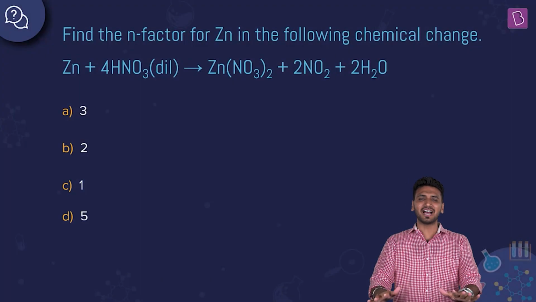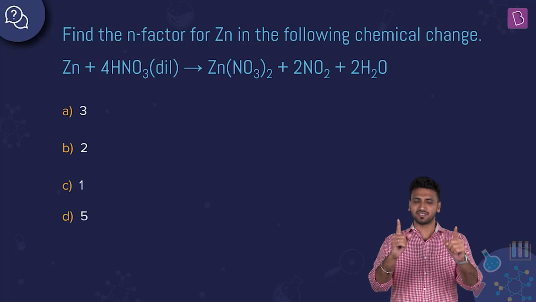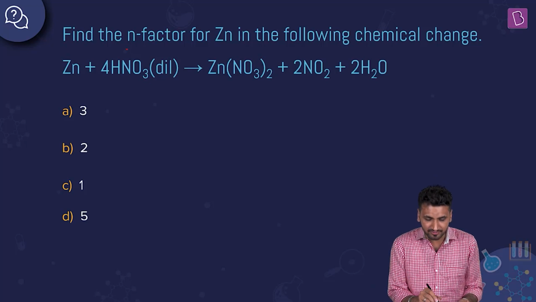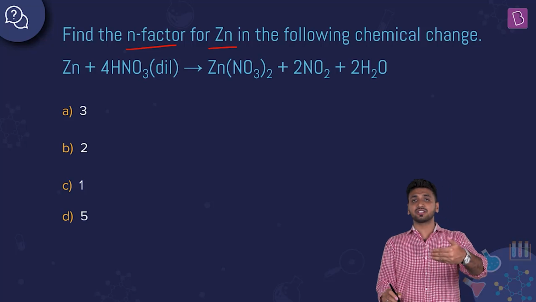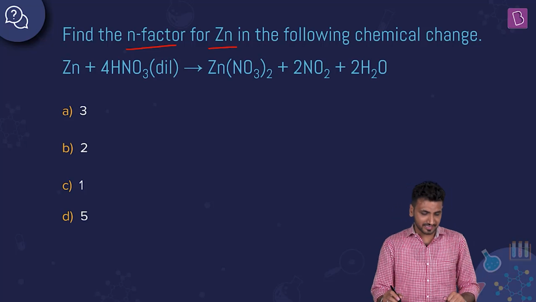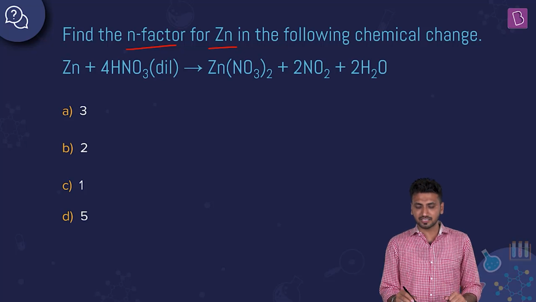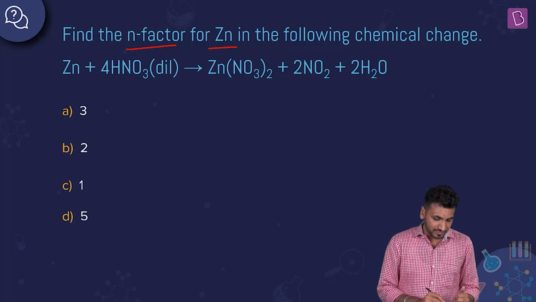Yeah, so here we have a question from redox reaction, and we're gonna solve it all together, right? Let's read the statement first. Find the N factor for zinc in the following chemical change, and the reaction is there in front of you. Zinc plus 4HNO3 dilute, giving you zinc nitrate, NO2, and water. The reaction is pretty much balanced.